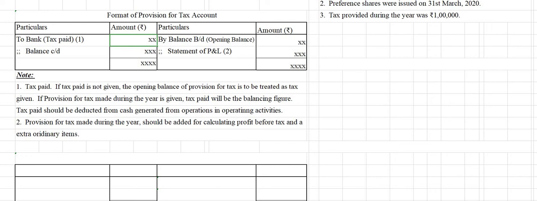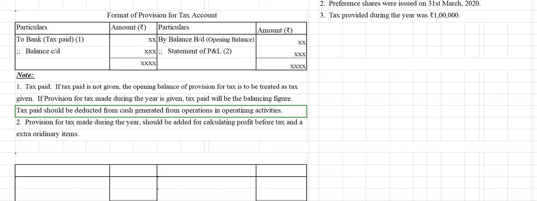If tax paid and tax made are both not given, we will assume that the opening balance is paid, and the closing balance is the provision made during the year. Okay, so that's the treatment for tax paid and made. Tax paid should be deducted from cash generated from operating activities.